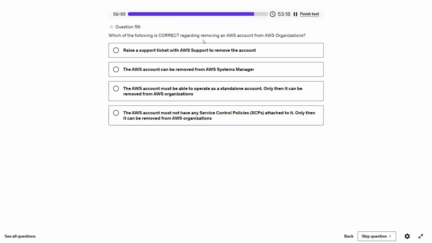Which of the following is correct regarding removing an AWS account from an AWS Organization? Basically, what is an AWS Organization? An AWS Organization contains multiple AWS accounts. If we want to remove an AWS account from the organization, what is the criterion? Can we remove it or not? There is only one criterion: if that AWS account can operate as a standalone, then we can remove it.